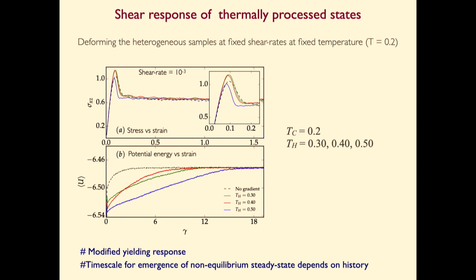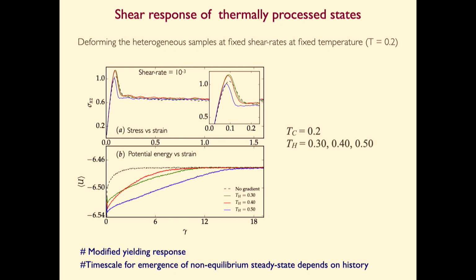And this is the macroscopic response of the material for the different temperature gradients that we apply to prepare different glasses. So you can see where the temperature gradient is not applied is the dotted black line. We can already see that there is some change in the yielding behavior of the material. I'm not going into the detail, but some is diminished and some becomes prominent here.